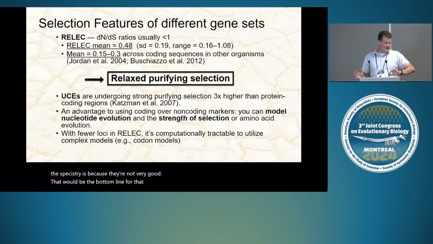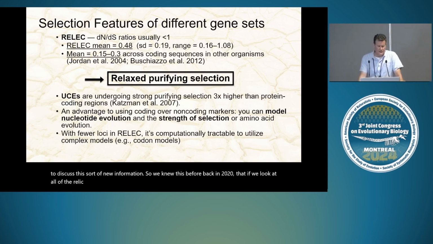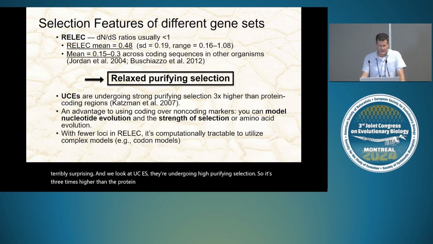So why is this? I wanted to give myself enough time to discuss this sort of new information. So we knew this back in 2020, that if we look at all of the relic loci, we see strong signatures of relaxed purifying selection. So that's not terribly surprising. And when we look at UCEs, they're undergoing high purifying selection, 3 times higher than the protein coding regions on average, right?